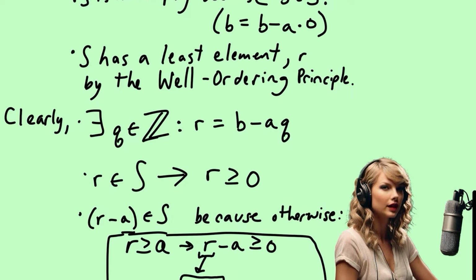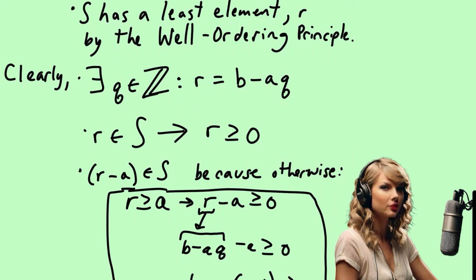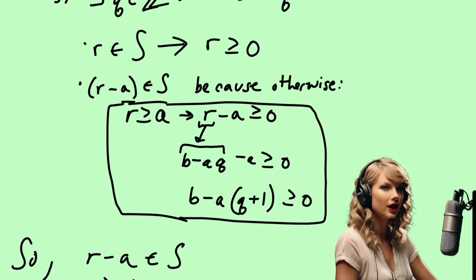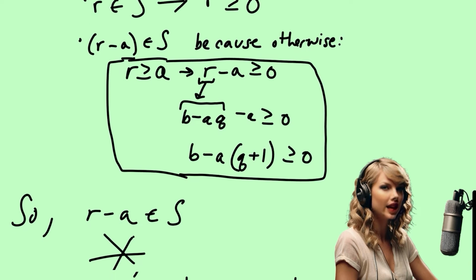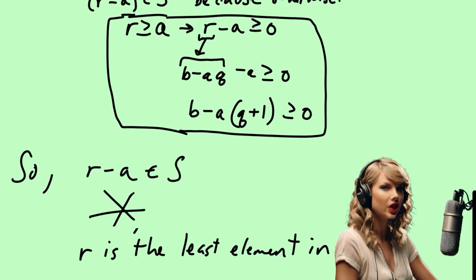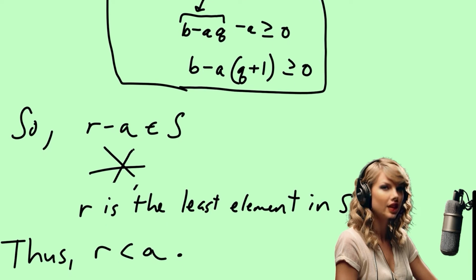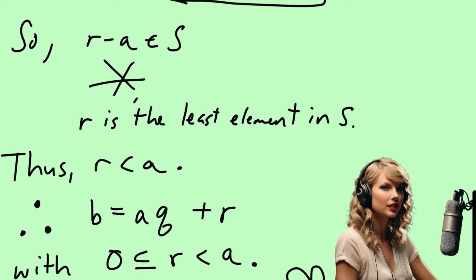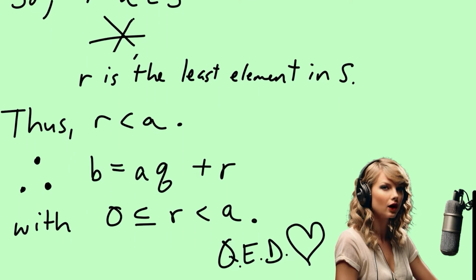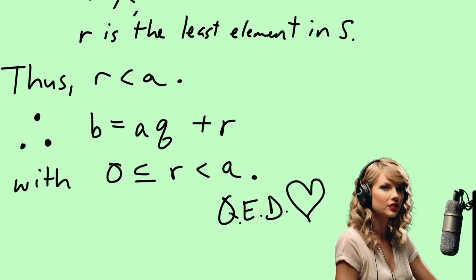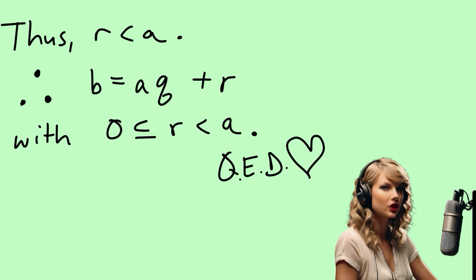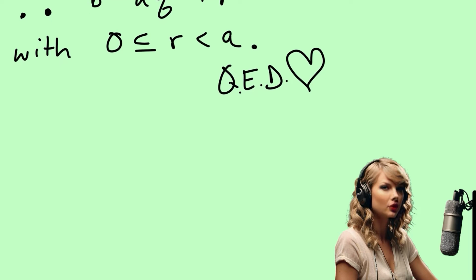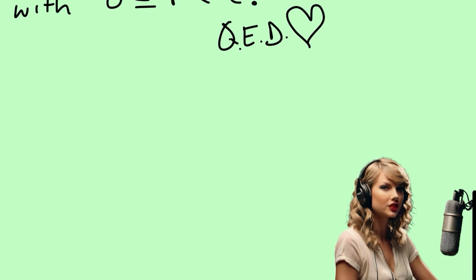Since r is in S, r is greater than or equal to 0. Suppose r is greater than or equal to a. Then r minus a must be in S because r minus a would be greater than or equal to 0, and r minus a equals b minus q times a minus a, which equals b minus 1 more than q times a, which would be, you guessed it, greater than or equal to 0. So yeah, r minus a is in S. This contradicts our assumption that r was the least element of the set S. Thus, r is less than a, and so b equals q times a plus r, with r being in between 0 inclusive and a exclusive.